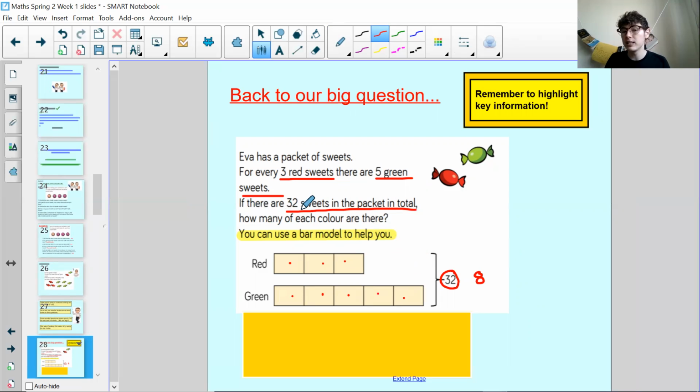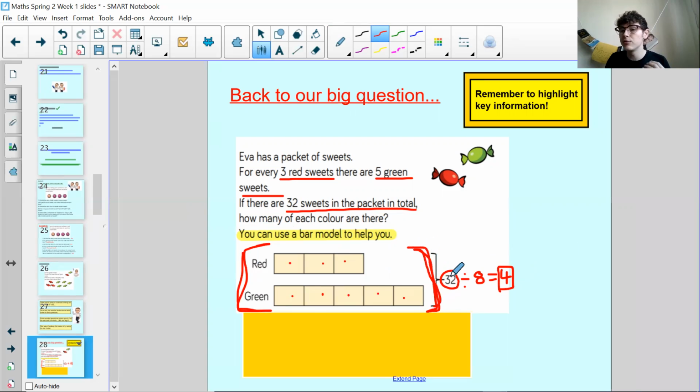So if there are 32 sweets in the packet in total, how many of each color are there? What I can now do is divide the total number of sweets in the packet by my number here. So I'll do 32 divided by 8, which we know to be 4. So now that we know that this is 4, it means that 4 times what we have here gives us 32 sweets in total.